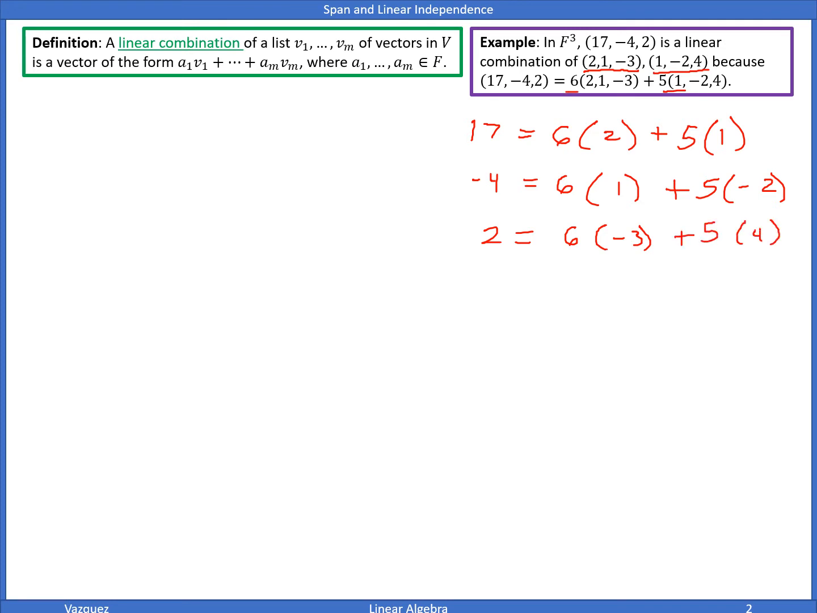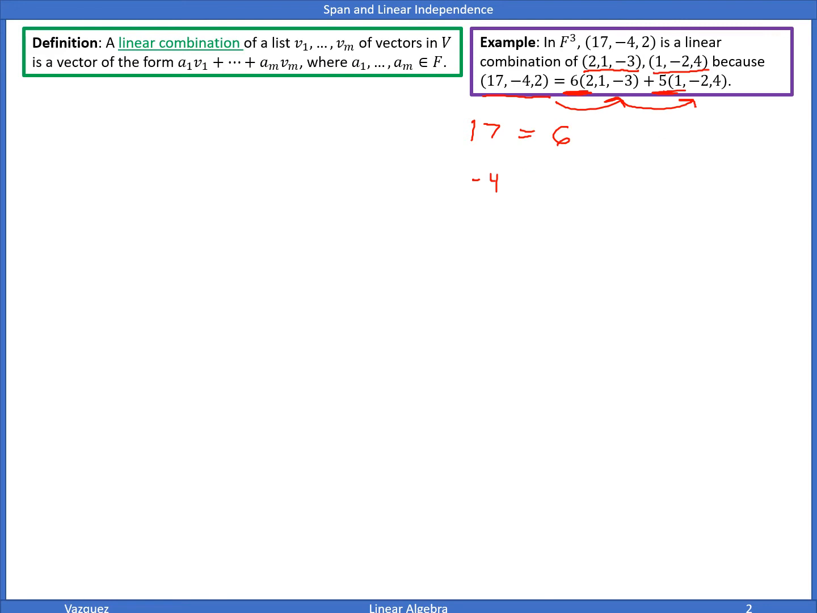So notice here, this 6 is an A as a scalar, so is this 5 over here. And in parentheses, we have our vectors. So this vector is a linear combination of these other two vectors, this one and this one. So that's an example of a linear combination in F3. I'm going to go ahead and delete that, so if you need to copy that down, go ahead and pause the video. So I'm just going to erase this really quickly, just to make space.